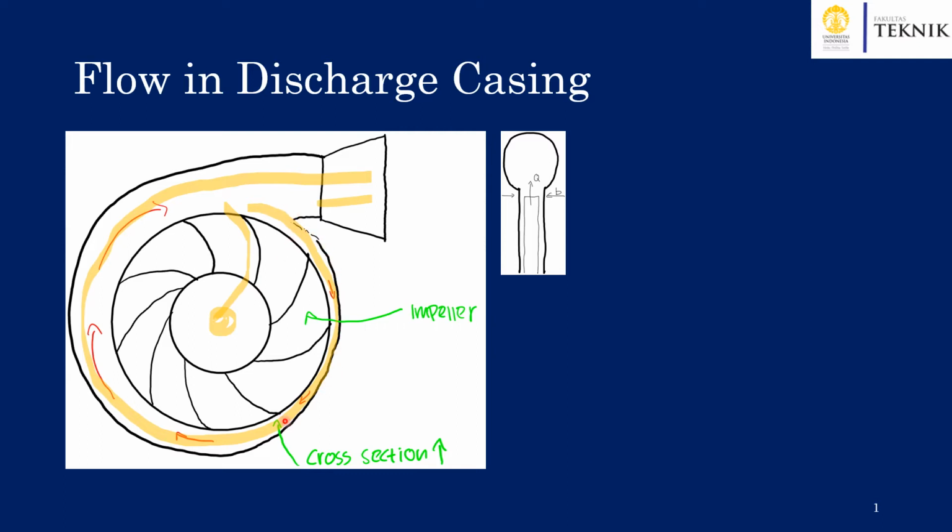This circular path has a function as a collector. It can act as a collector and it can act as a diffuser. As a collector, it will collect the fluid and direct it towards the nozzle. And as a diffuser, it will increase the static pressure of the fluid by reducing the kinetic energy.